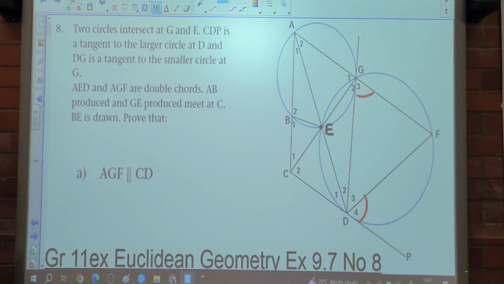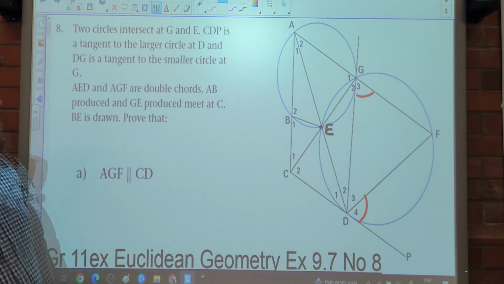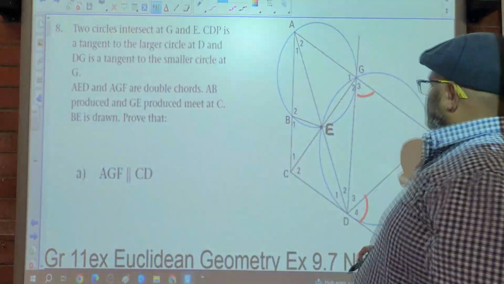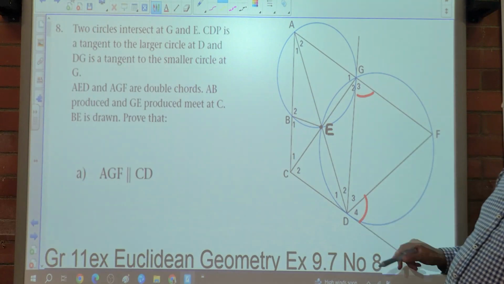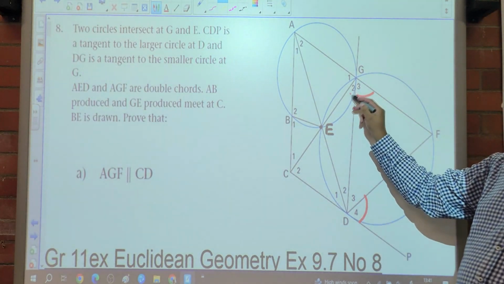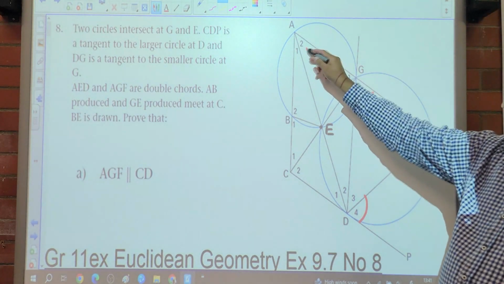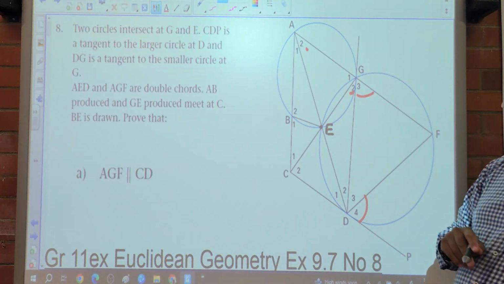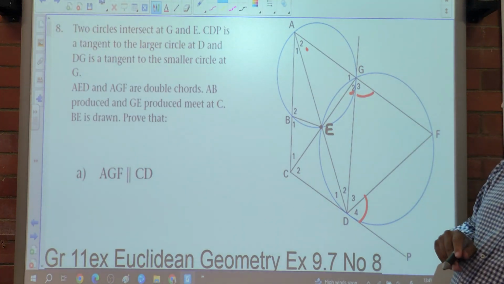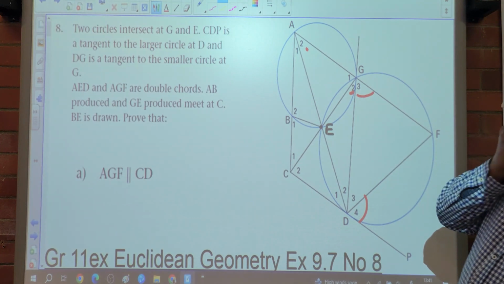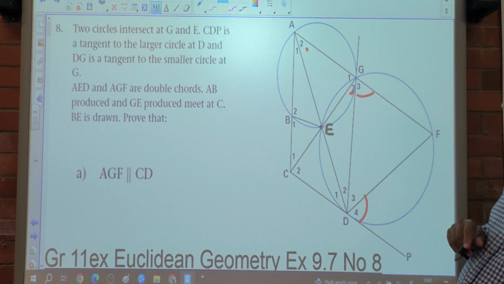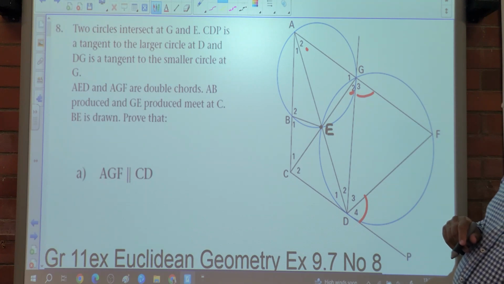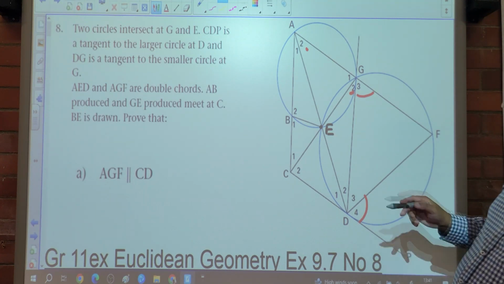Then we're told that DG is a tangent to the smaller circle at G. So if this is a tangent, what do we know? We know that G2 is equal to A2. Why? Tan chord theorem. Then we are told that AED and AGF are double chords. AB produce and GE produce meet at C.